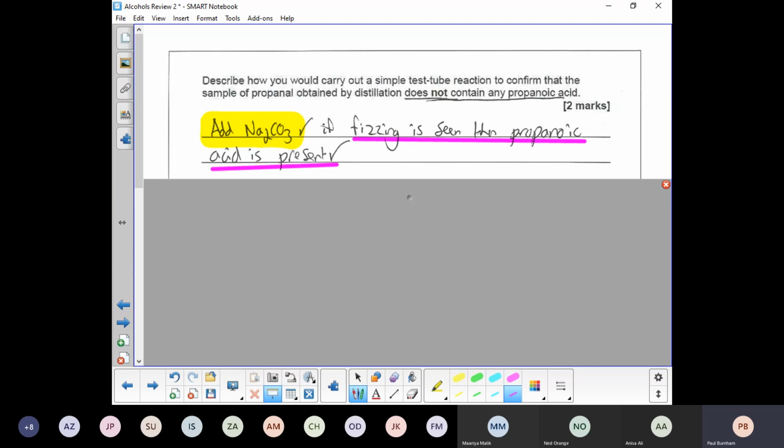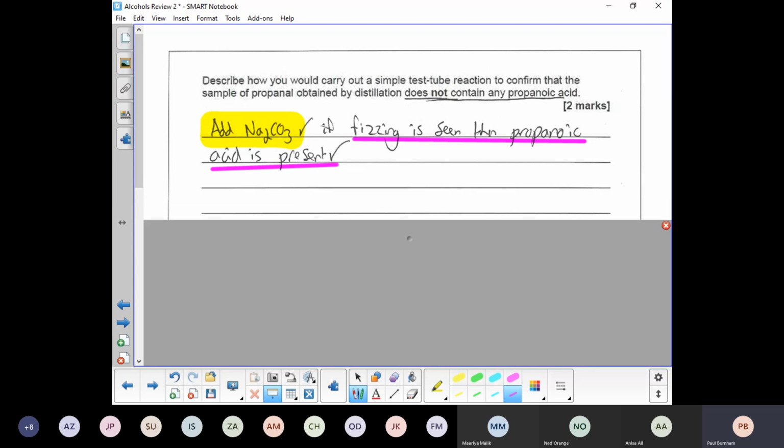What I'm saying is that I take my sample that I've obtained by my distillation. I would take a small sample of it, add some sodium carbonate. If I saw some fizzing, I would know that the acid was there. But actually if I didn't, then of course that propanol would be free of carboxylic acid. So they would be your 2 marks there. And it looks like a simple question for 2 marks.